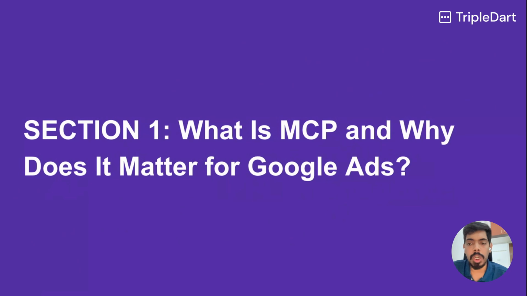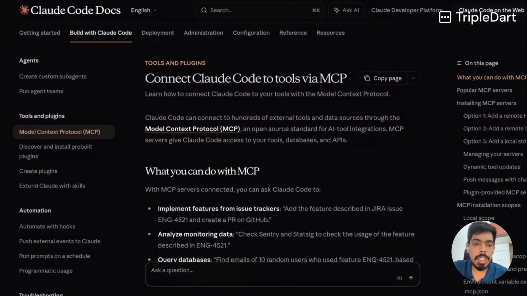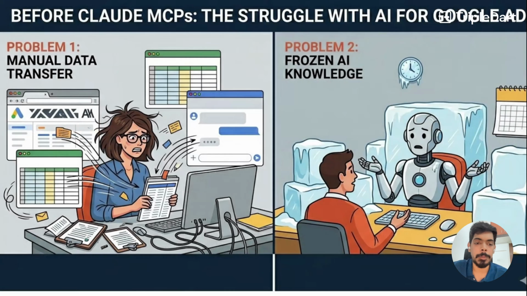First, let's look at what MCPs are. MCP stands for Model Context Protocol. It's an open standard built by Anthropic that lets Claude connect directly to external tools and platforms. Think of it as a plug that lets Claude tap into live data rather than just answering questions from its training.